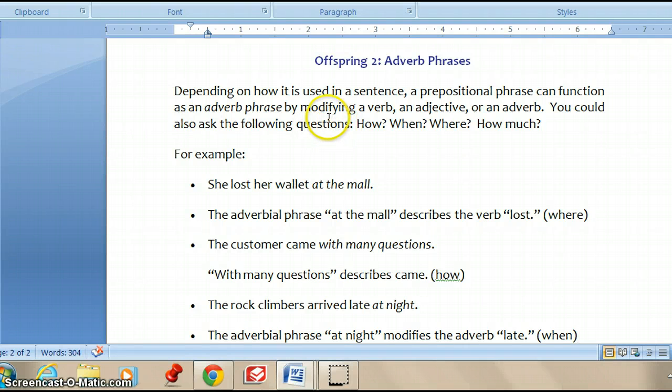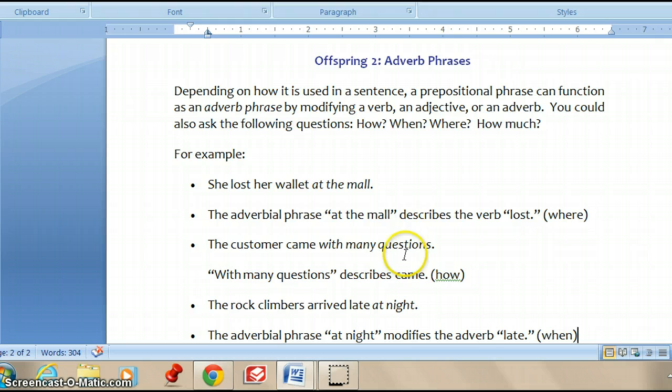Adverbs obviously modify verbs, adjectives, or other adverbs. To figure out if it's an adverb or not, use the questions how, when, where, and how much. So let's look at our examples. At the mall describes where it was lost, where the wallet was lost. It was lost at the mall.